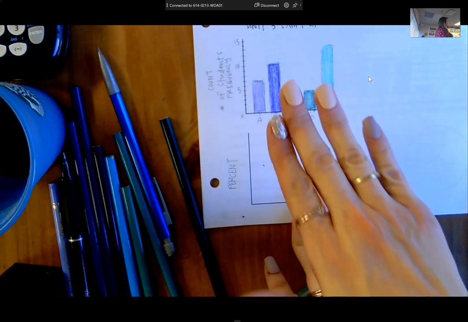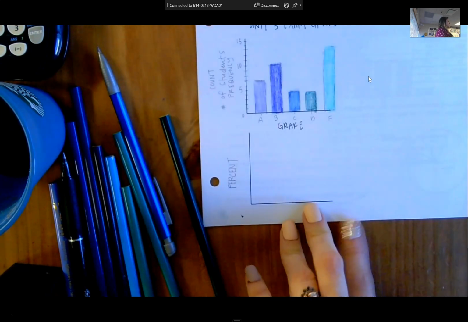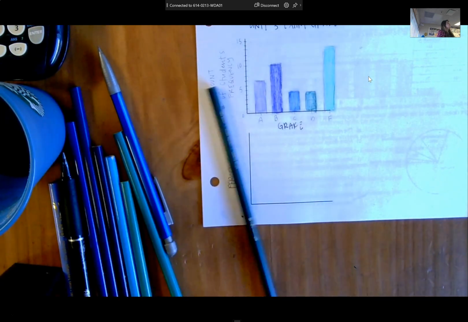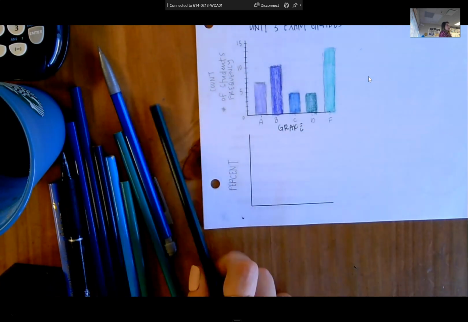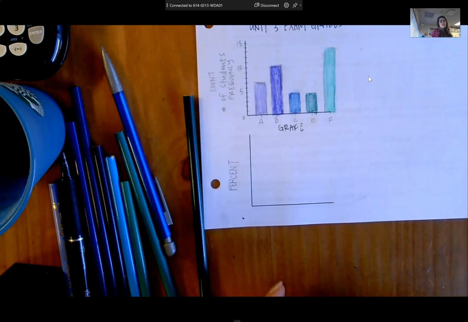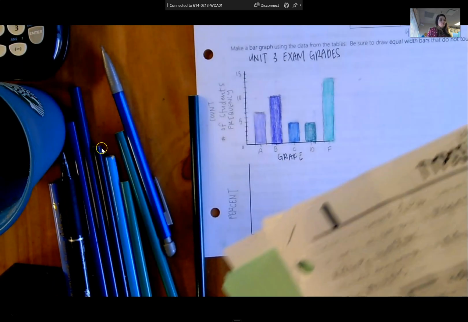Do you understand the only thing that you have to do on this particular page? Yes? You don't have to do anything else but finish your CFU 4.0 and make the percent bar graph on page 405. That is it. You may clean up when you are ready.